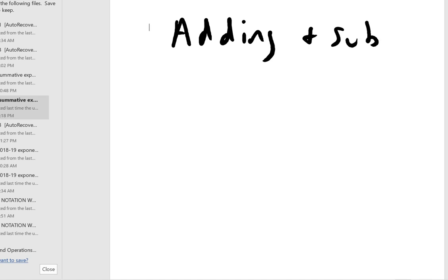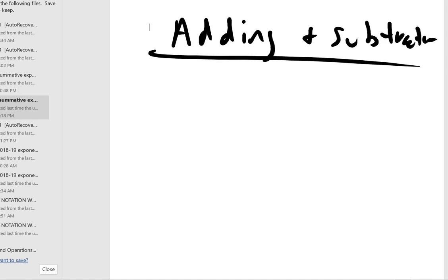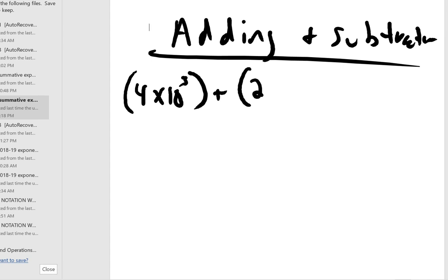All right, today we are going to look at adding and subtracting in scientific notation, my friends. Adding and subtracting. All right, so let's take a very easy question here. Let's do 4 times 10 to the third, and let's add it to 2 times 10 squared, okay?